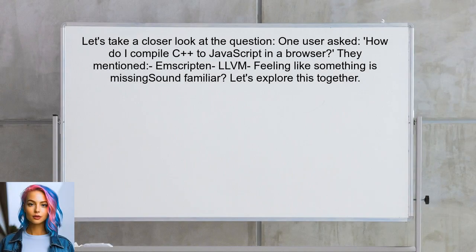Let's take a closer look at the question at hand. One user asked how to compile C++ to JavaScript in a browser, mentioning Emscripten and LLVM, but feeling like something was missing in the process. Sound familiar? Let's explore this together.